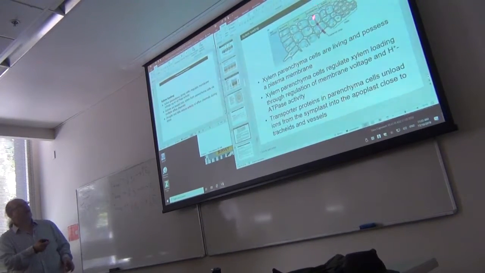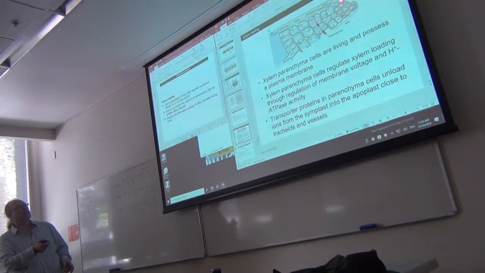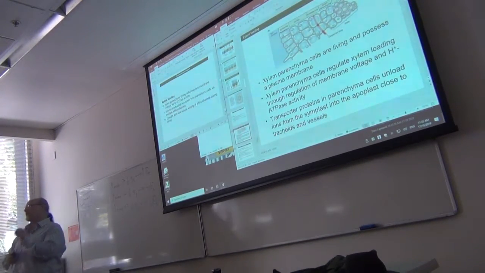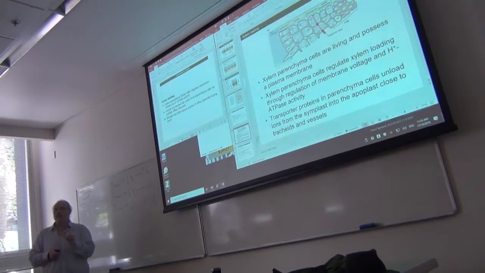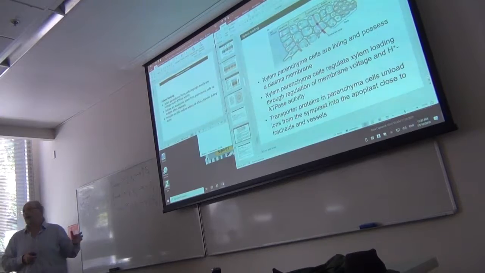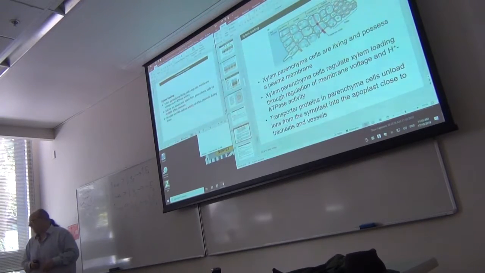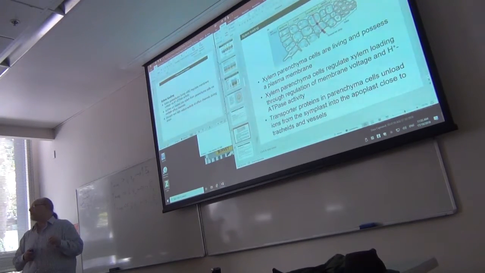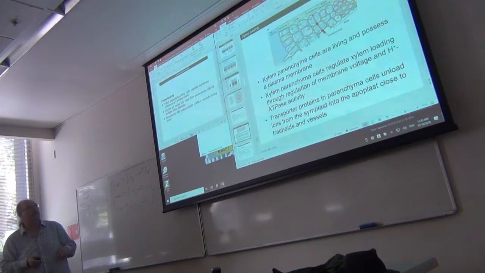So just inside the Casparian strip, we have a series of xylem parenchyma cells. These xylem parenchyma cells do all of the job of transporting ions, ABA, hormones, whatever, into the xylem stream. And they do this because they have an enormous number of these transporter proteins, which I was just showing you in the previous slide.